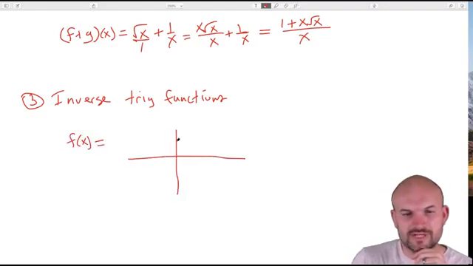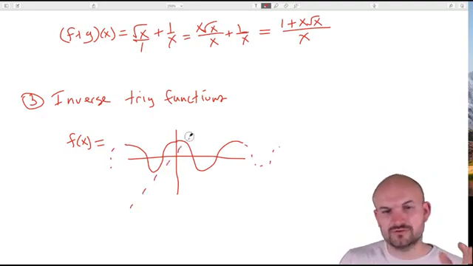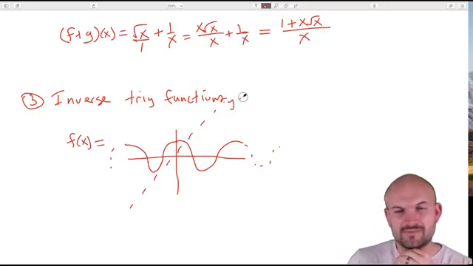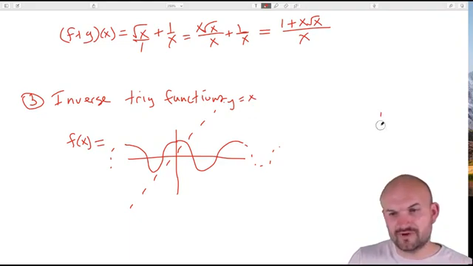So if you're to do the cosine graph, now again, remember this graph goes on and on forever, right? It's never going to stop. Now, the inverse of a function is a reflection about the y equals x line. Well, the problem is if you were to reflect the cosine graph about the y equals x line, then you'd have a graph that looks like this.